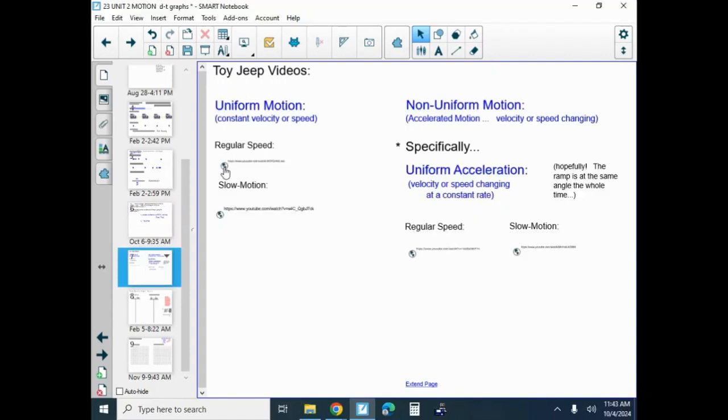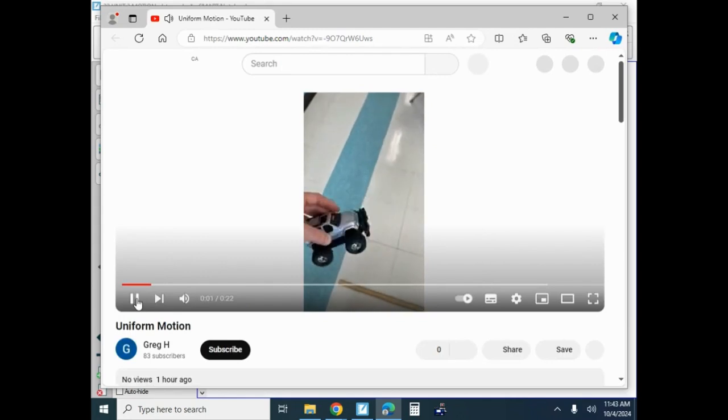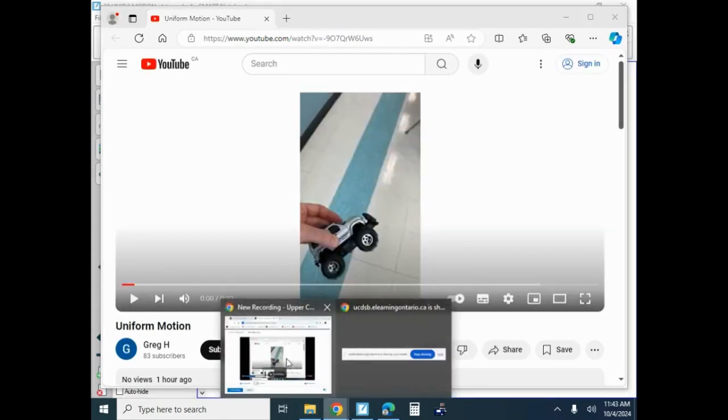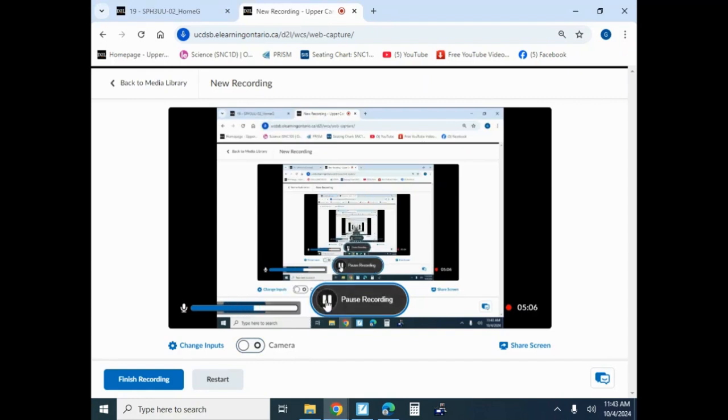I've got a toy Jeep going along, and I'll just show you the regular speed version of this. Obviously, you can just use the YouTube videos directly if it's easier. So I'll let this play. I'm just going to pause for a sec while I close the door to the hall.